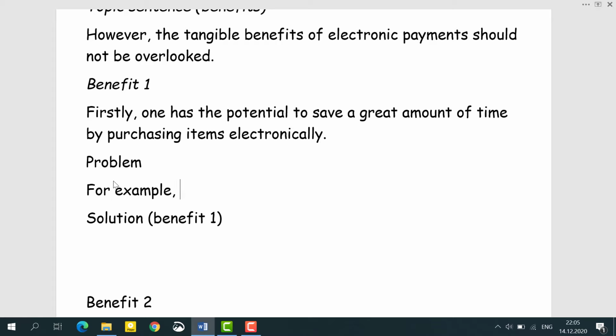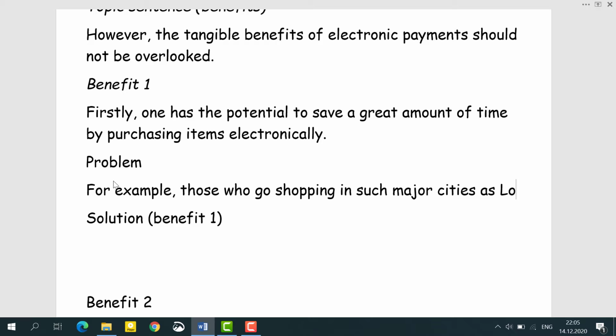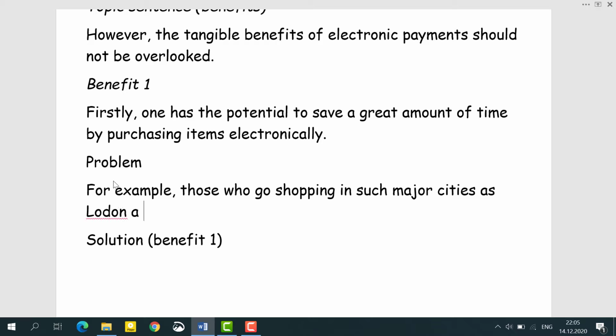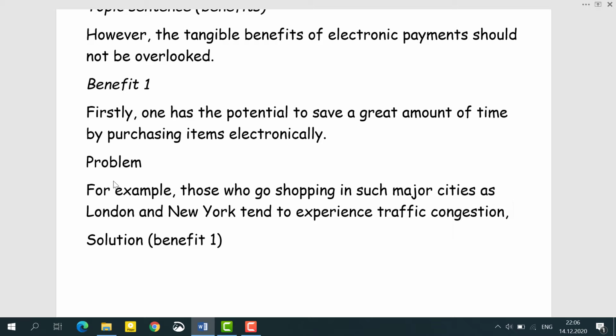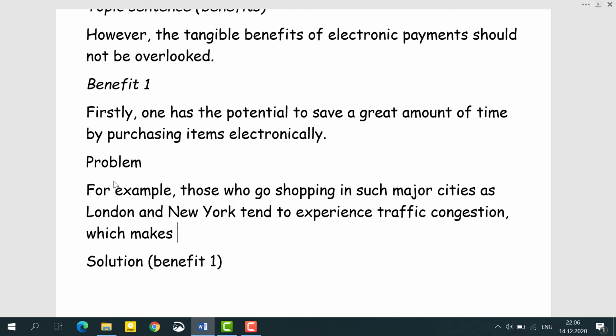Okay, for example, those who go shopping in such major cities as London and New York, London and New York tend to experience traffic congestion, which makes shopping a time-consuming process. Okay, so now we're talking about one problem.